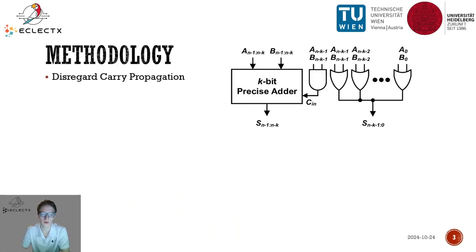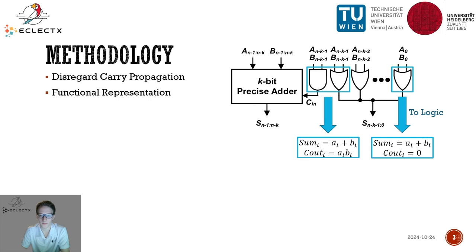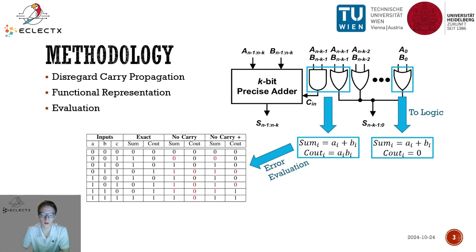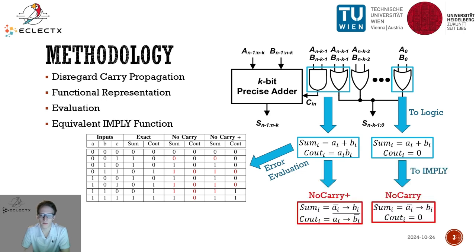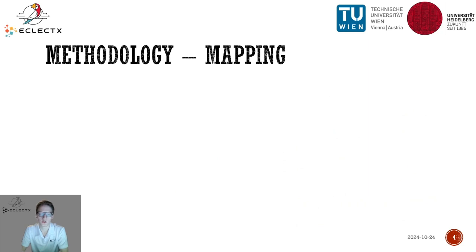We disregard the carry propagation, so that's the approximation for this work, and it is inspired by the lower-part OR adders. We do a functional representation, so for example, as you can see here, these two blocks are combined in two different logical equation pairs. Then we want to do an error evaluation, where we check if the accuracy of the approximations is fine and leads to valid results on, for example, image processing applications. Afterwards, we want to find efficient imply functions that have the same truth table, but are only computed using implication and false operations. Now we come to the actual mapping part.